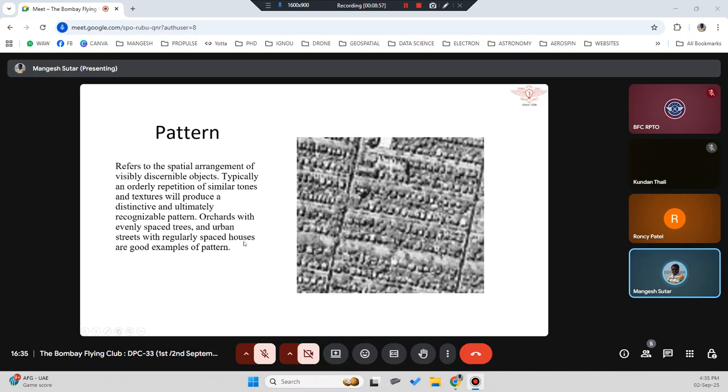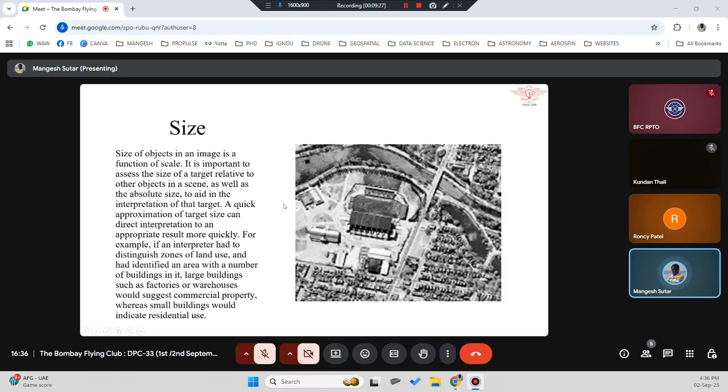Like if somewhere a society or community has been built, or a lot of row houses are there, or even trees planted like banana plantations, you will see banana farms or mango farms where the trees have been planted in patterns. So those patterns will give you some discernible objects to understand. Typically, orderly repetitions of similar tones and textures will produce a distinctive and ultimately recognizable pattern. Okay, size of the object.